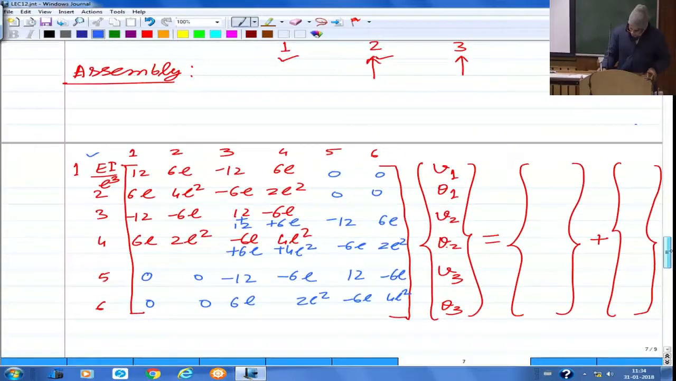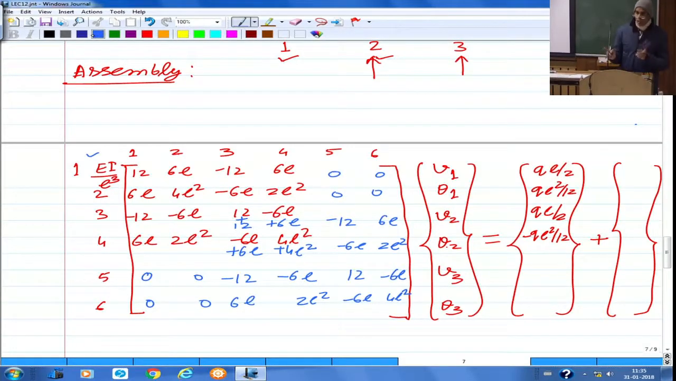Then when you look at the right hand side, you will have the first element contribution to the external load vector, which is QL by 2, then QL square by 12, and then again QL by 2, minus QL square by 12. That is the contribution of the first element. Then the second element contributions will go to the third, fourth, fifth and sixth rows of this load vector. For the second element it is identical: QL by 2, plus QL square by 12, and then again QL by 2 and minus QL square by 12. So this you get as your element level external load vector. Again there is an addition in the third row and fourth row.